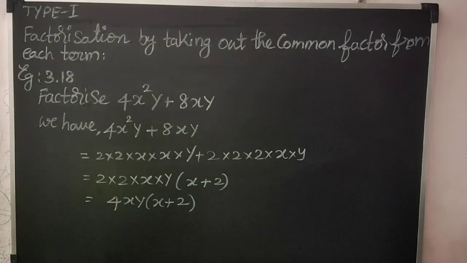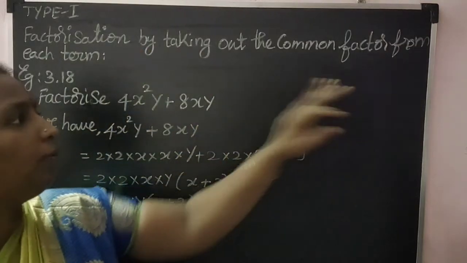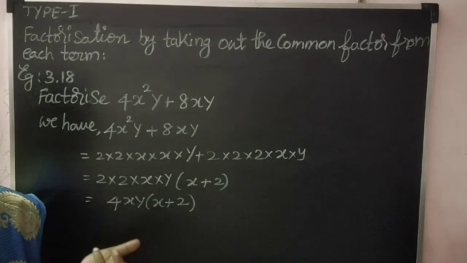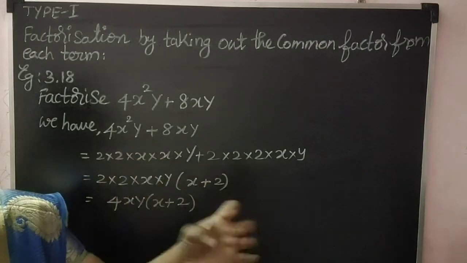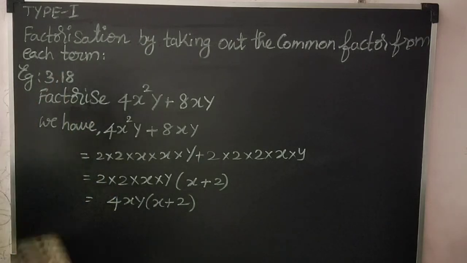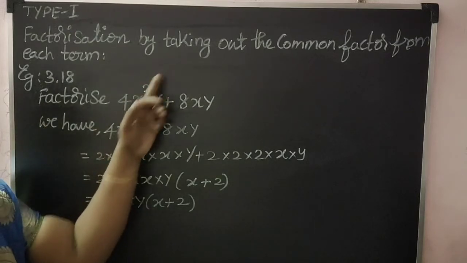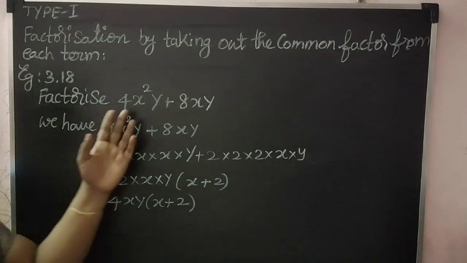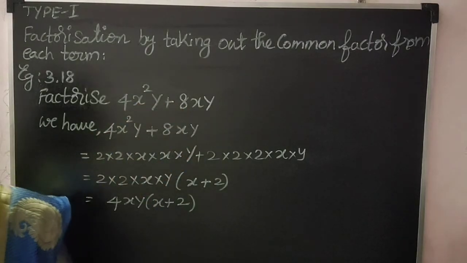Next we are going to see type 1. Factorization by taking out the common factor from each term. So from however many terms are given, in each term we are going to take the common factor out. So this is the first type. See this example 3.18, factorize 4x square y plus 8xy. So now here we have two terms. In these two terms, we are going to take out the common term.